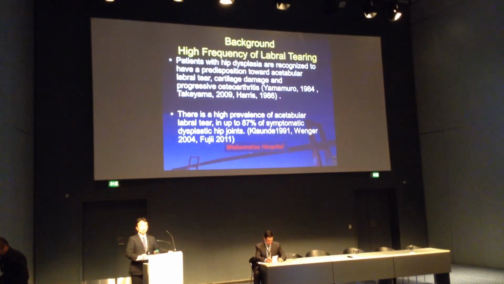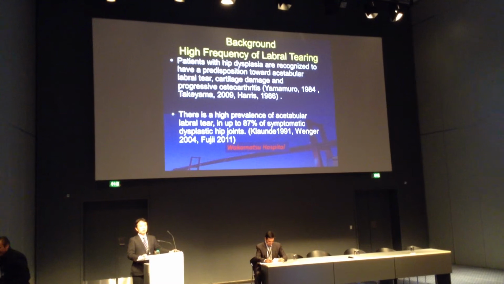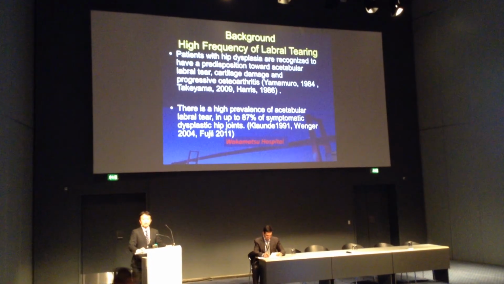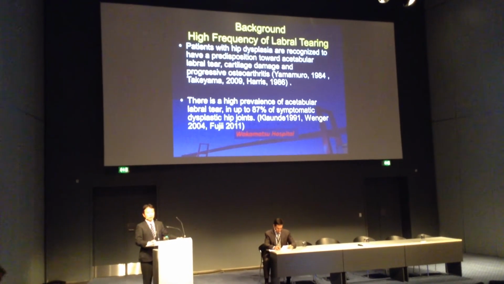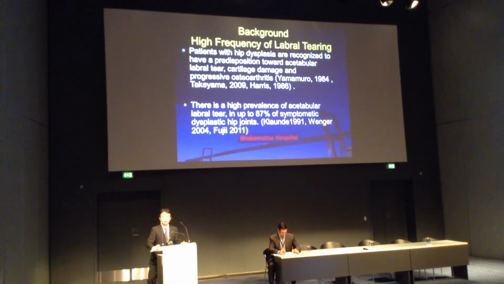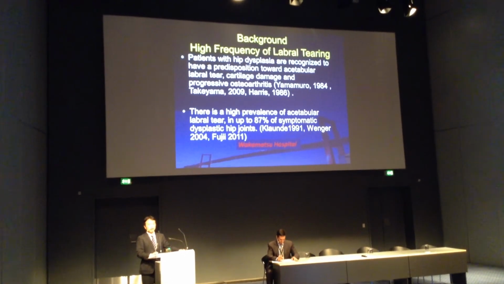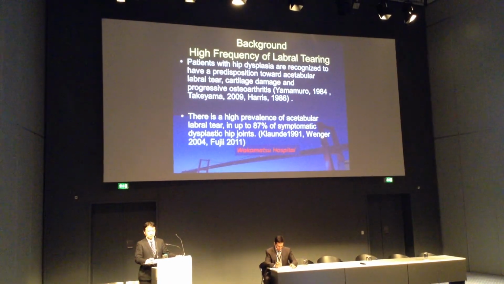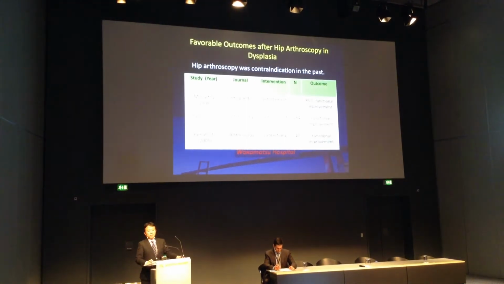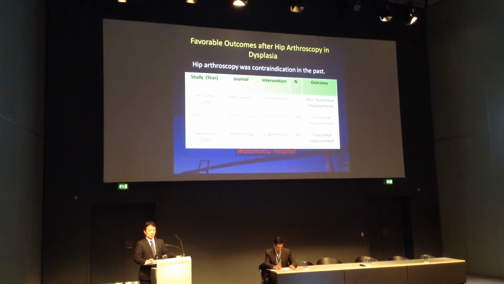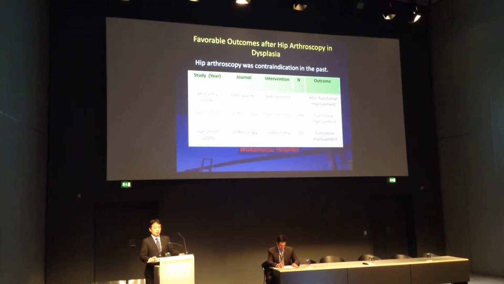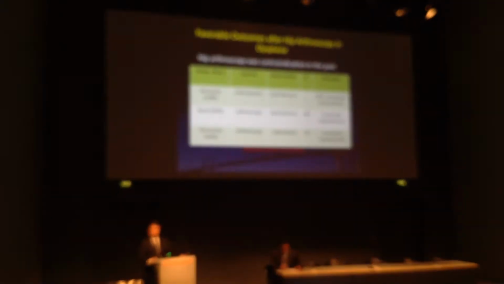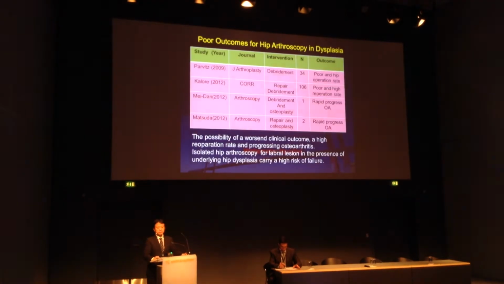Patients with hip dysplasia are recognized to have a predisposition toward acetabular labral tears, cartilage damage, and progressive osteoarthritis. There is a high prevalence of acetabular labral tears, up to 87% of symptomatic dysplasia patients. Hip arthroscopy was contraindicated in the past. There are several studies looking at favorable clinical outcome after hip arthroscopy in the dysplasias.